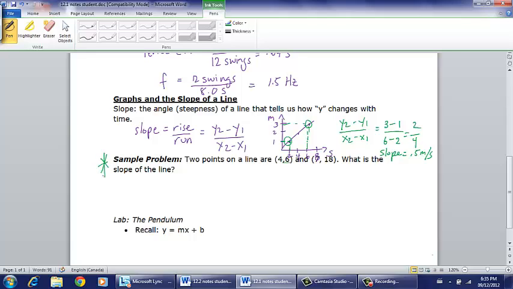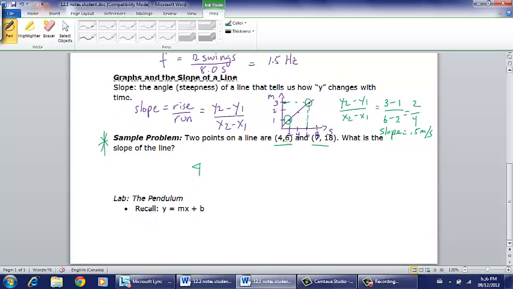Try the sample problem here. Try and figure out what the slope of the line is for these 2 points. You should solve this and get an answer of 4, so a slope of 4. We're going to be doing this lab at some point in class, so we'll come back to the equation of a line then when we look at that. Now we're going to switch over to 12.2.